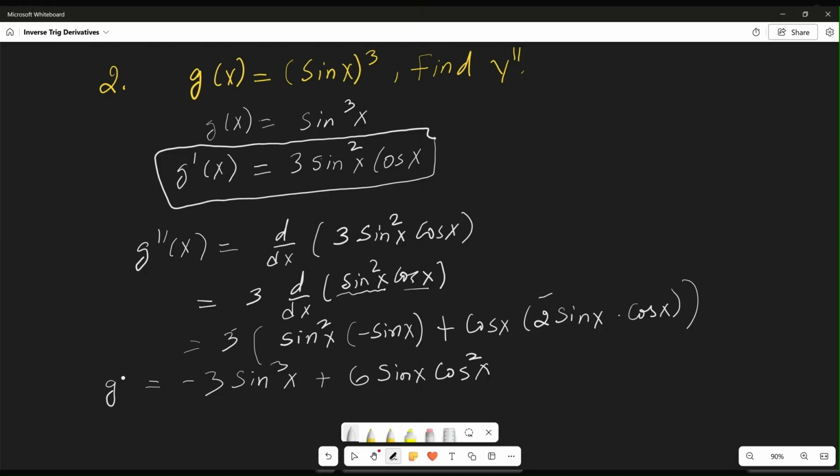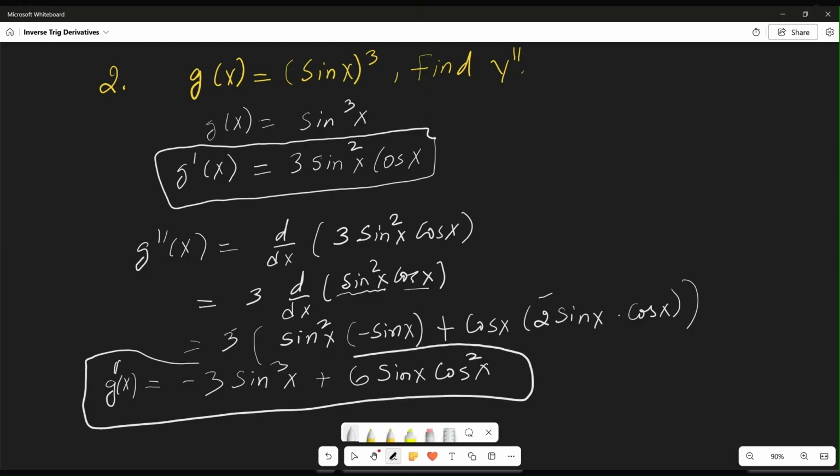And here is your second derivative, g double prime, for this function of g of x.